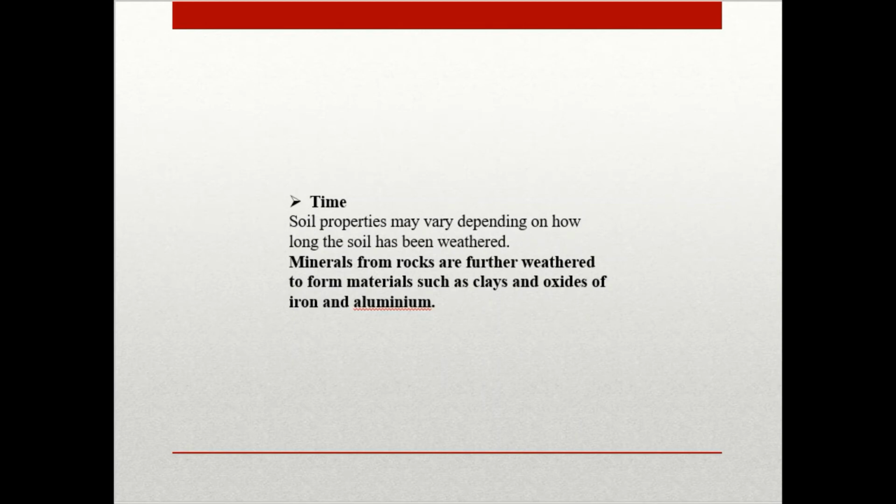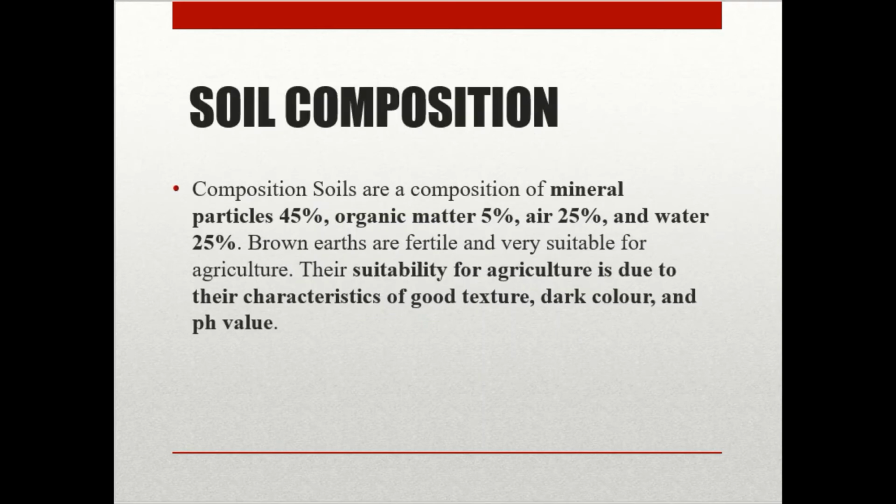Time. Soil properties may vary depending on how long the soil has been weathered. Minerals from rocks are further weathered to form materials such as clays and oxides of iron and aluminium. Soil composition can vary, but usually mineral particles are around 45%, organic matter 5%, air 25% and water 25%. Their suitability for agriculture is due to their characteristic of good texture, dark color and pH value.